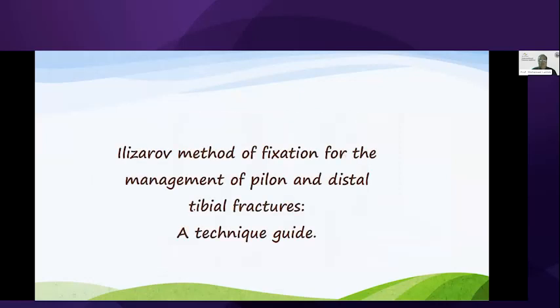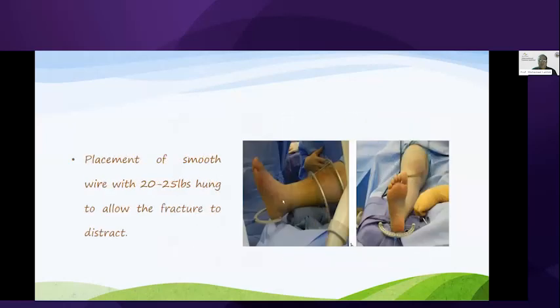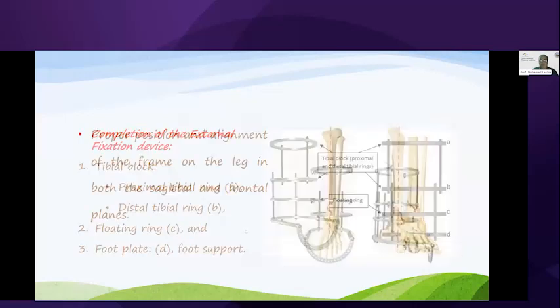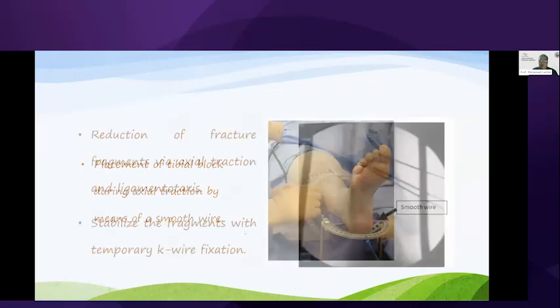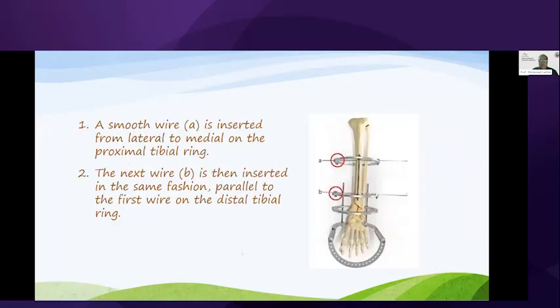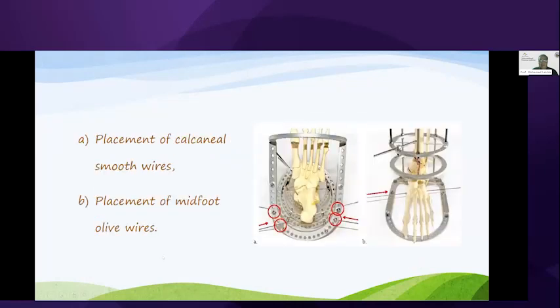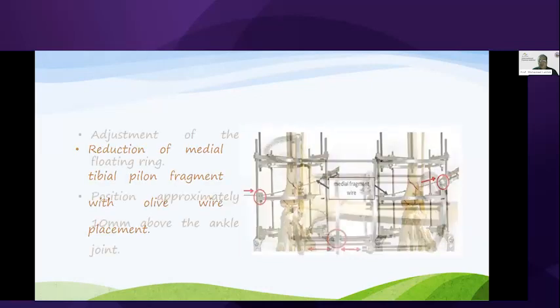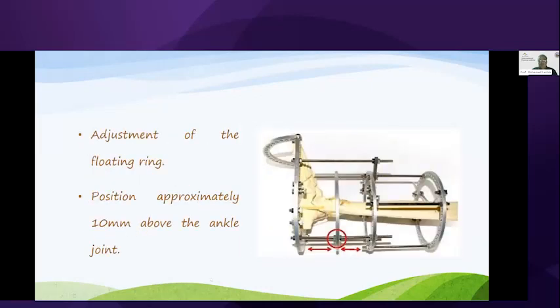When we use the Elizarov method for fixation for the management of pilon and distal tibial fractures, a technique guide: we do the proximal construct of the frame, and this is the foot piece for the foot, and we have a floating ring in front of these fractures. Then apply the Elizarov. After ligamentotaxis, we can fix the fracture by wires and fix the calcaneus through the foot piece. And we can use distraction for reduction of the fracture. Then adjust the floating piece in front of the fracture fragments.